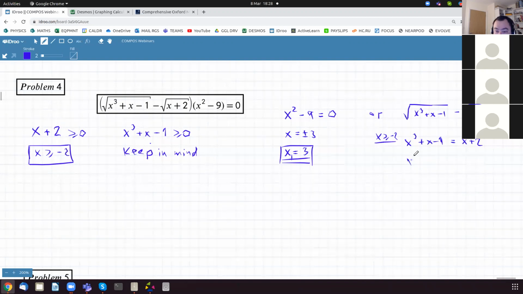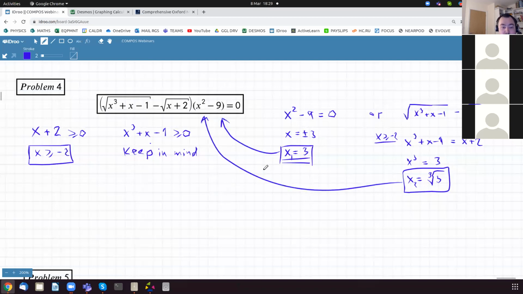So we get x cubed equals 3. X is equal to cube root of 3, and it's obviously greater than -2. You can check it in the original equation, and it will work. Please do check. In this assignment, we ask you to explicitly check that they work. It's called a sanity check.